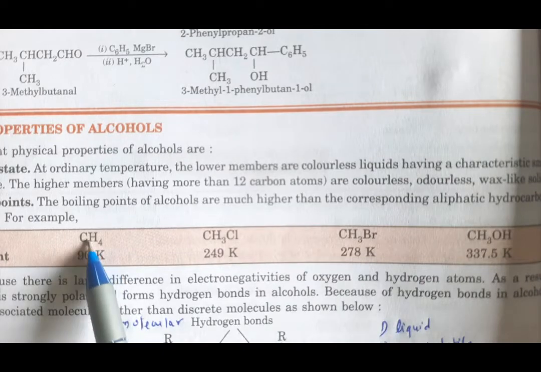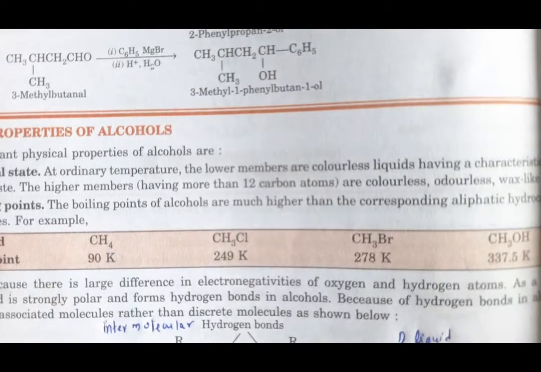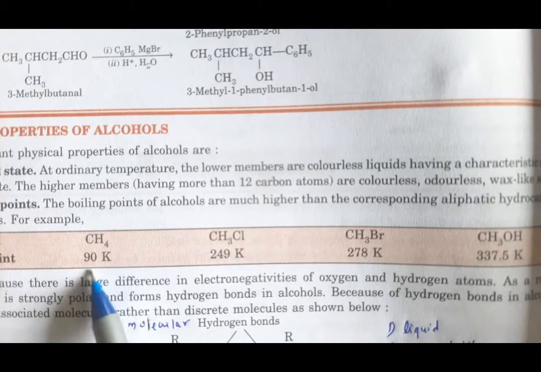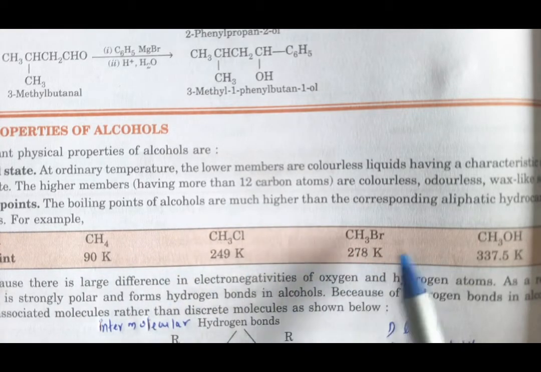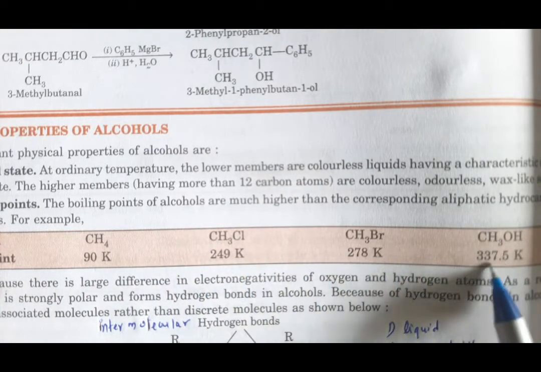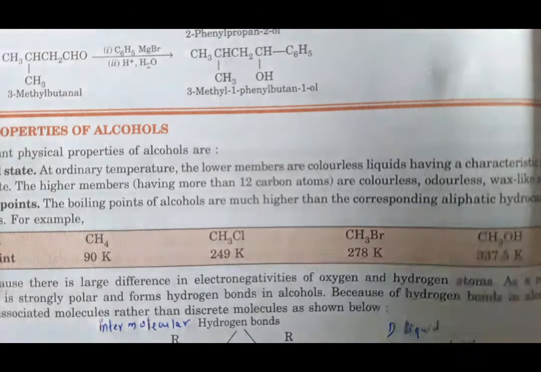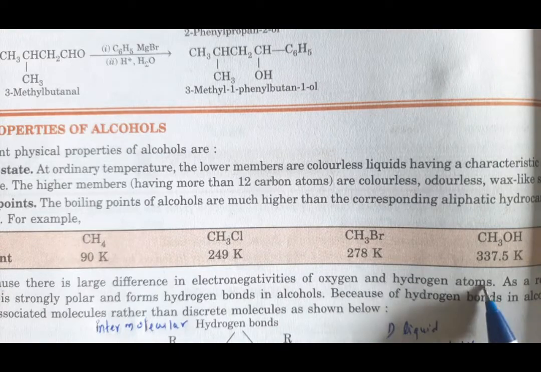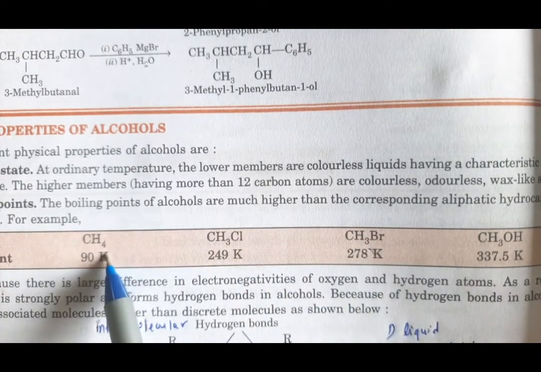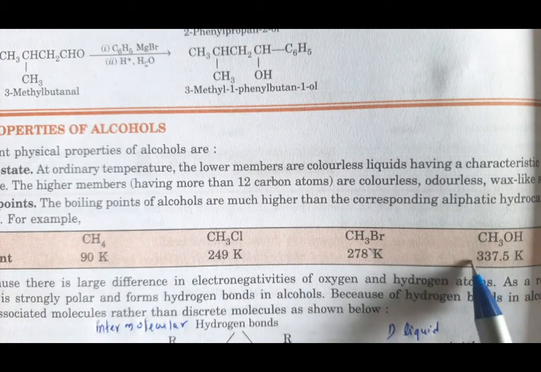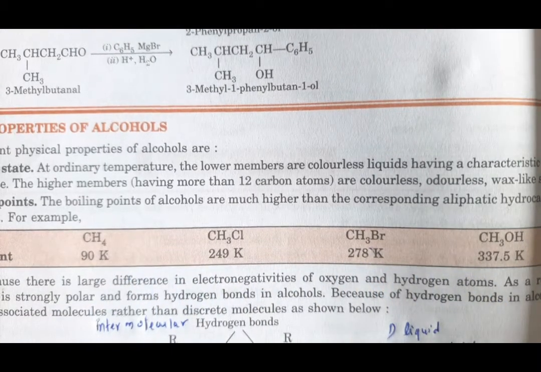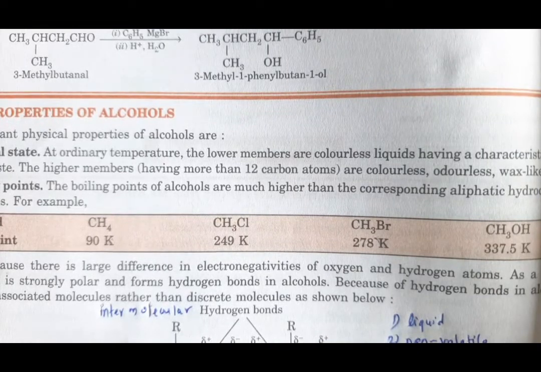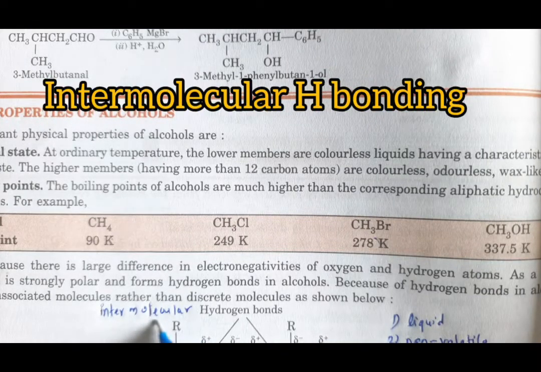So if you see this, the boiling point is 90 Kelvin for methane. For haloalkanes like methyl chloride and methyl bromide, it's 249 and 298 Kelvin, whereas for alcohol it is 337.5 Kelvin. So students, if you compare here, the boiling point of alcohol is much higher than haloalkanes as well as aliphatic hydrocarbons. Why is the boiling point of alcohol more than haloalkane and alkane? It's because all alcohols show intermolecular hydrogen bonding.